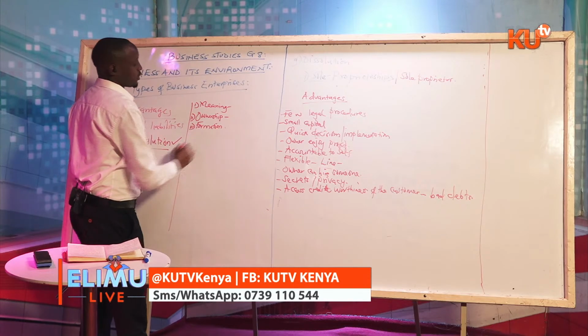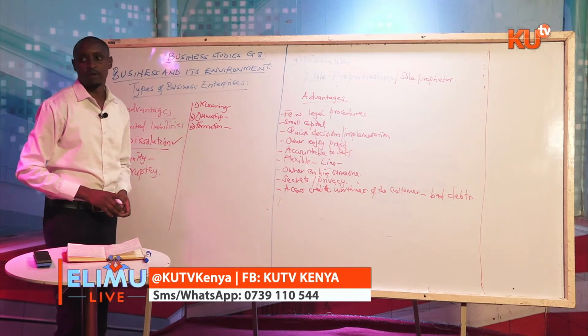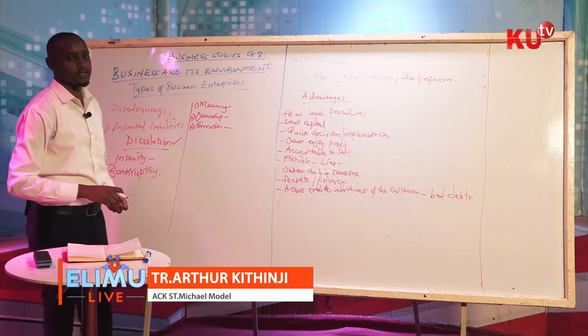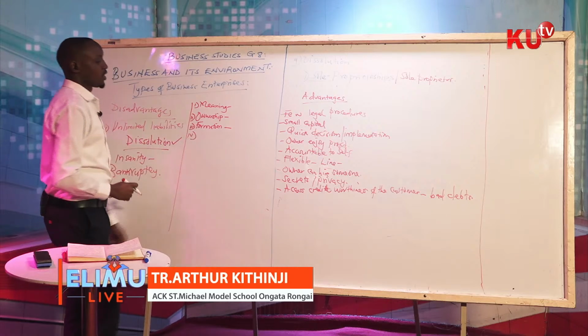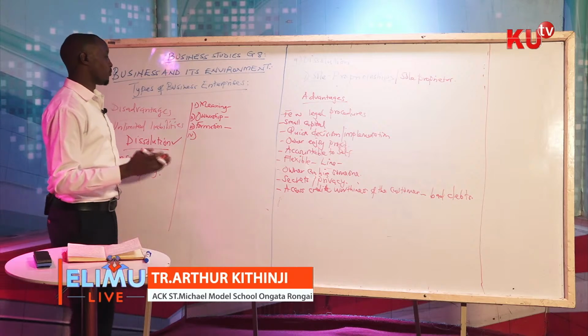Number 3, we have looked at formation. We have said there are few legal formalities that are required to form this kind of a business, whereby you just need to pop into the county government offices, get a trading license, pay for it, a few shillings, and then you're good to go. So the formation, there are few legal formalities or few legal procedures.